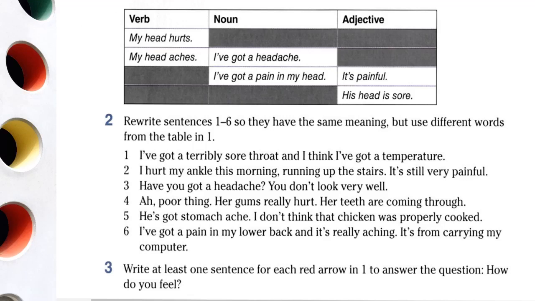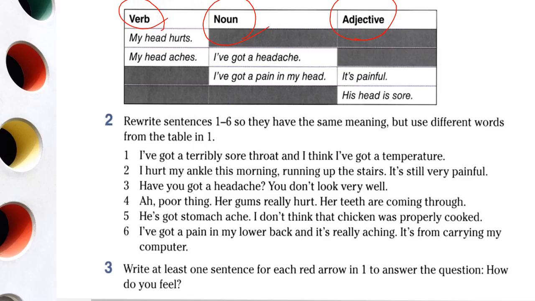Okay, so in this schedule, as you can see, it is classified into verb, noun, and adjective. So we are going to use some words that talk about different kinds of pain, but sometimes we are going to use these expressions in the form of a verb, other times in the form of a noun, and other times in the form of an adjective.